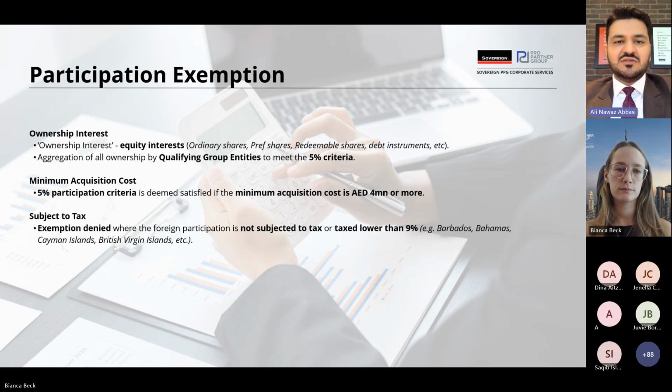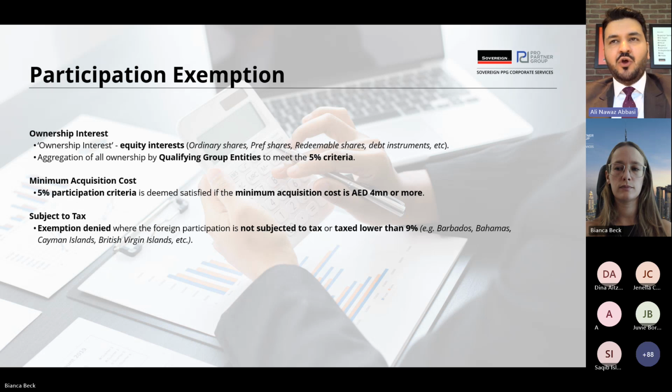There are different conditions, like the parent company must hold at least 5% ownership interest in its foreign holdings. This condition is also satisfied if the acquisition cost is 4 million dirhams or more, even if this doesn't represent 5% ownership. The parent company must hold shares for at least 12 months or at least have the intention to hold shares for the next 12 months.